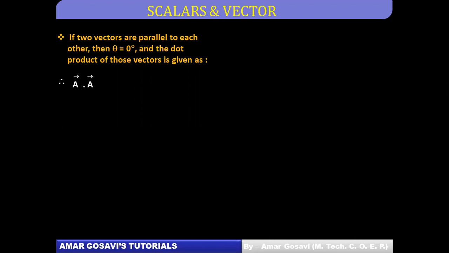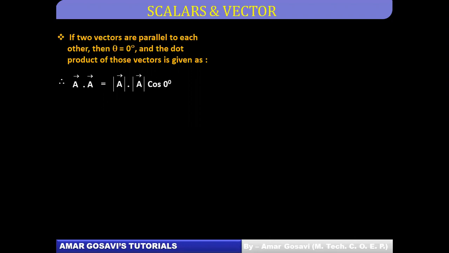Either they are parallel or they coincide, and therefore the angle between them is zero. So a bar dot a bar, we also call it the self dot product, will be given as per definition: magnitude of a, multiplied by magnitude of a again, not b, because it is a self dot product, and cosine of what angle? Zero.